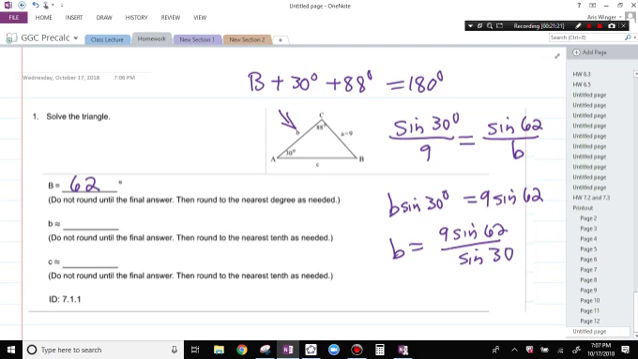Let's see what that is. We've got to practice this now for sure, right? So when we put this in the calculator, this goes 9 sine 62 slash sine 30, and then we're rounding. Will B be larger or shorter than 9? A bit larger. A bit larger, why?